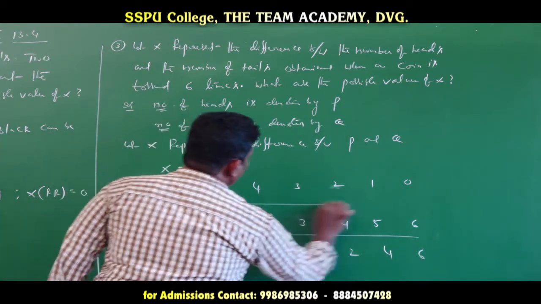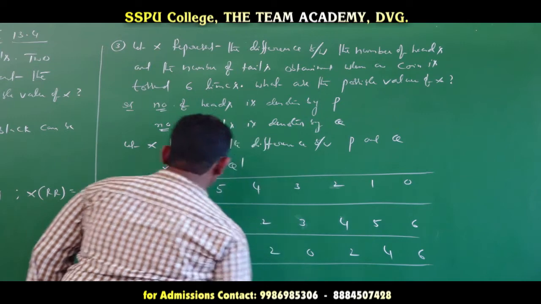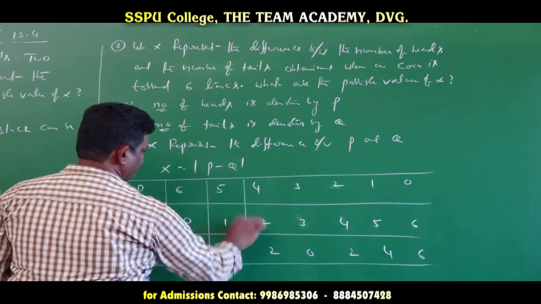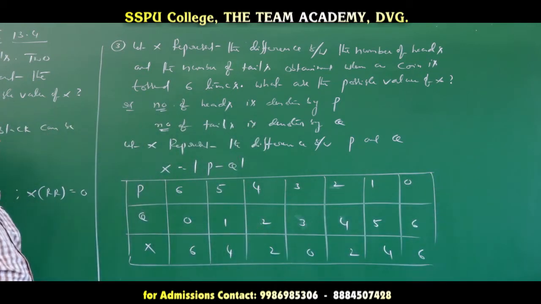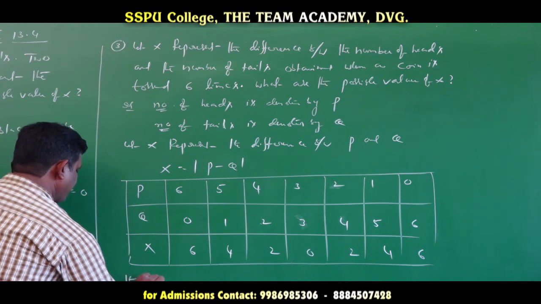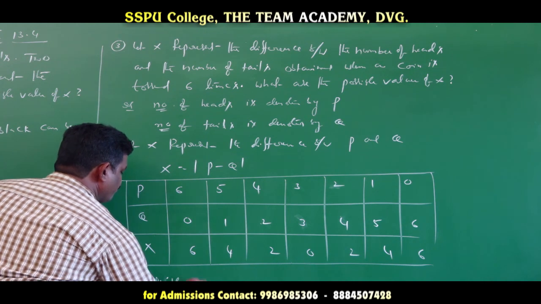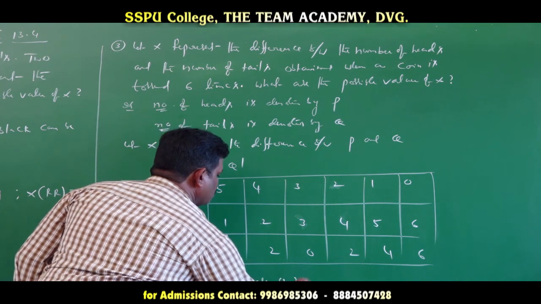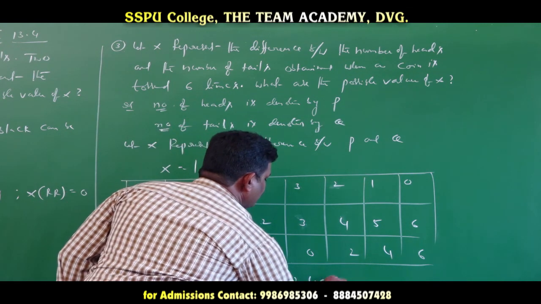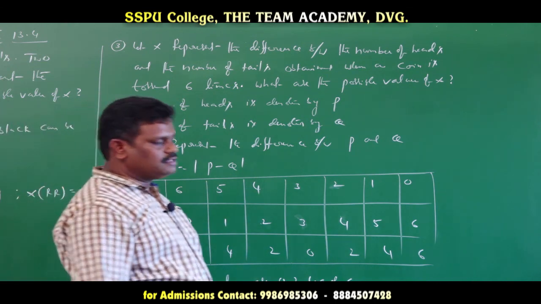So if you want to draw a table like this, see, these are the conditions. Now here, the possible values of X are 0, 2, 4 and 6. Here, what is given? What are the possible values of X? 0, 2, 4 and 6 are the possible values.